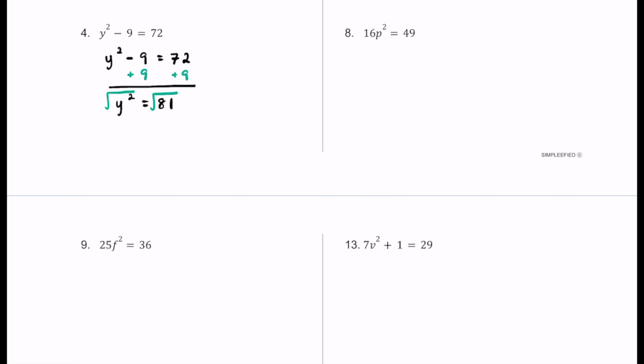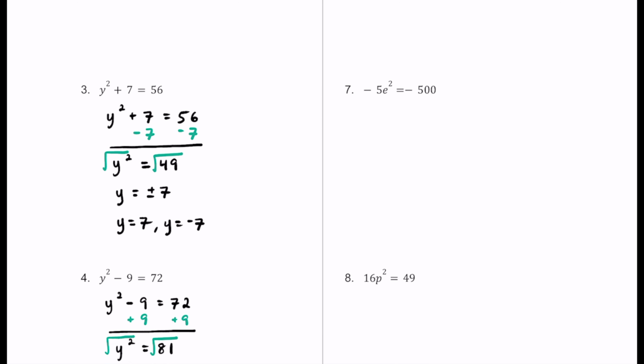Now that the y squared is isolated, we can go ahead and take the square root of both sides of this equation. The square root of y squared is going to be y, and the square root of 81 is going to be positive or negative 9. Okay, so writing these separately, y can equal positive 9, and y can equal negative 9. Let's check out number 5.